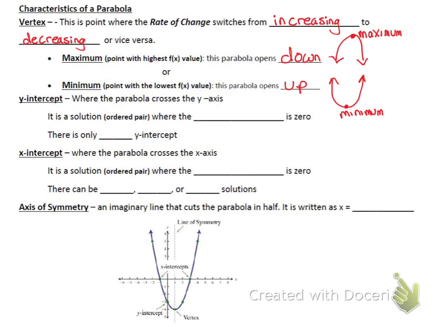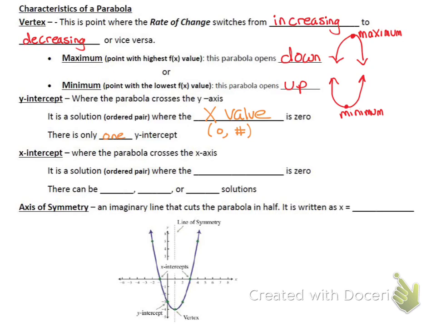Next, we have our intercepts, y-intercept and x-intercept, and this is the same characteristic from when we were graphing lines first semester. The y-intercept is where the parabola crosses the y-axis. It is the solution where the x value is 0. We always are going to write these in the form (0, a number): (0, 3), (0, -8). Whatever that value is, they're always going to be in this form. And there is only one y-intercept in a parabola.